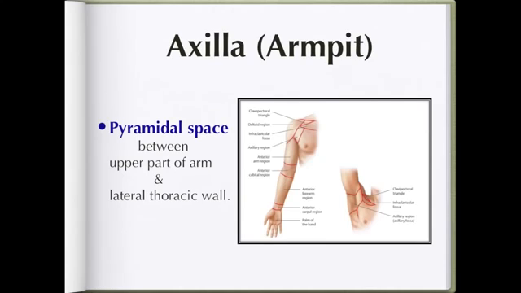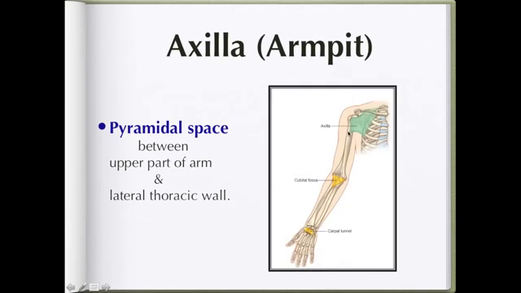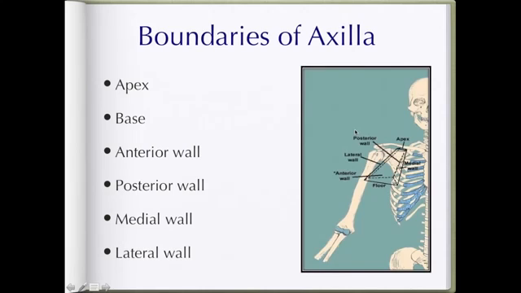Axilla or armpit is a pyramidal space situated between the upper part of the arm and the lateral thoracic wall. So this area is a pyramidal shaped space. As you can see, it is a four-sided pyramid. So it has an apex, a base, anterior wall, posterior wall, medial wall, and a narrow strip-like lateral wall. Let us see all the boundaries in detail.